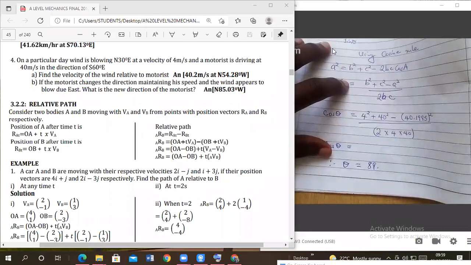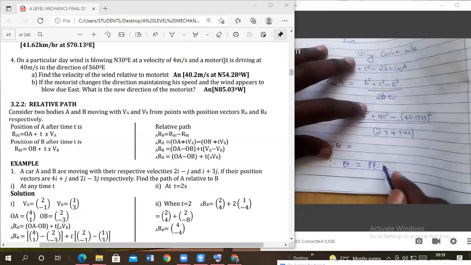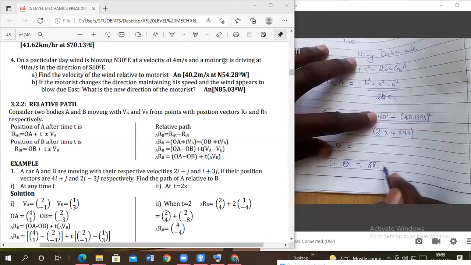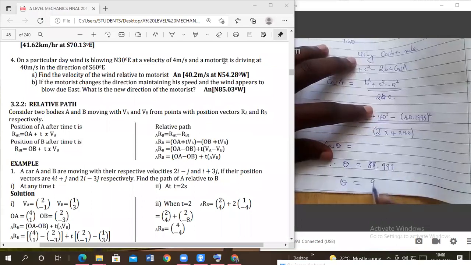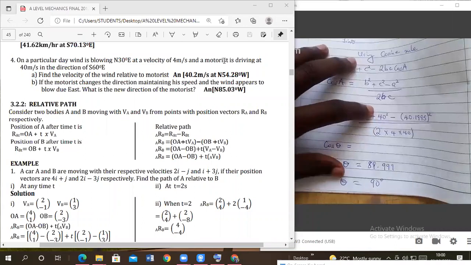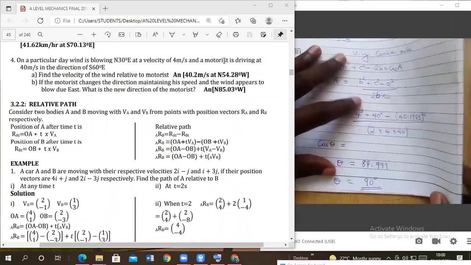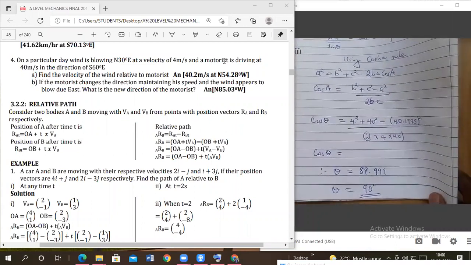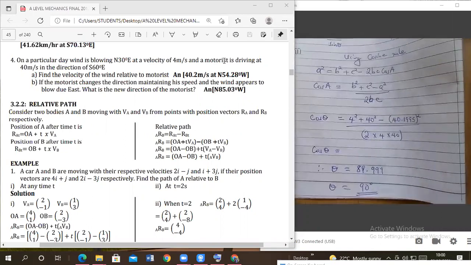Nalo Bega, you said it's 89 point? Yes, teacher. It's 89.9999. So which means it's 90 degrees. So it's okay. Let's take 90 degrees.